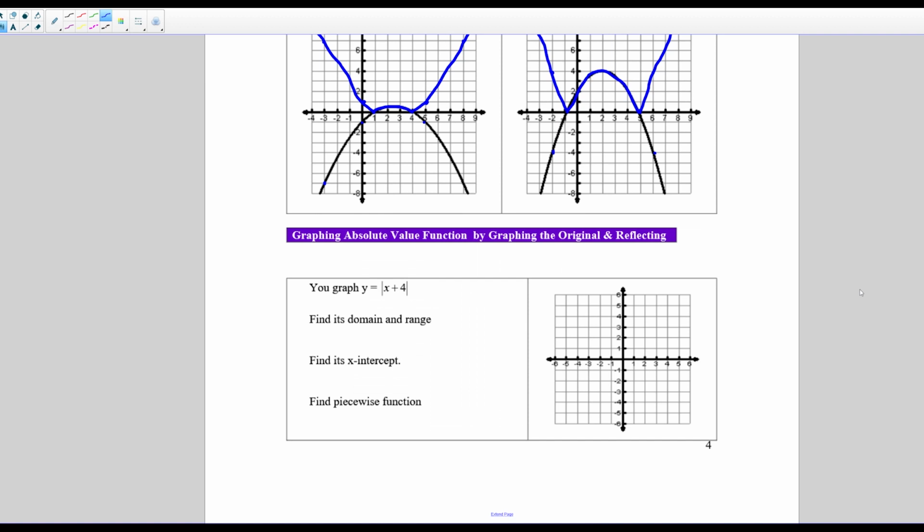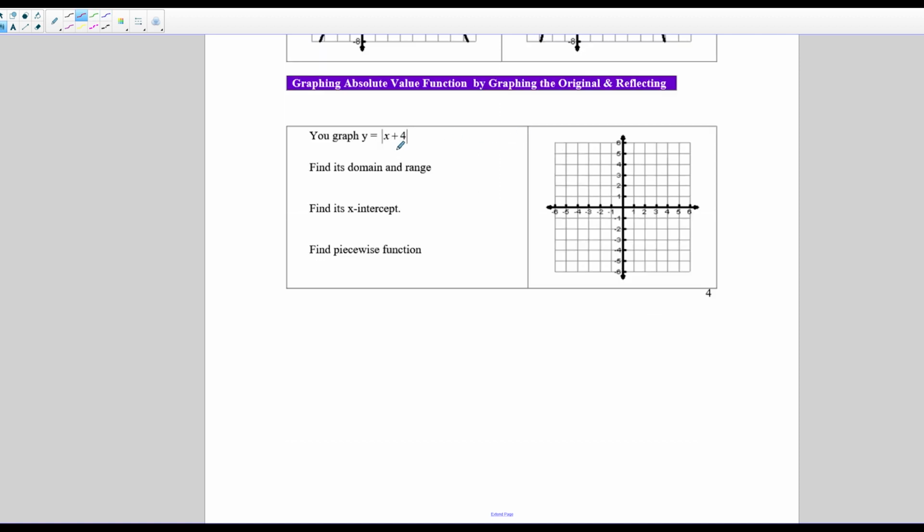Let's try out an example where we graph something that is not a base linear absolute value function. So we have y is equal to the absolute value of x plus 4 here. So we're going to start by looking at the original function. So you know that y is equal to x plus 4. So that means that our y-intercept is going to be here at 4, and we have a slope of 1. So we can go ahead and put our points down with a slope of 1 coming through there.